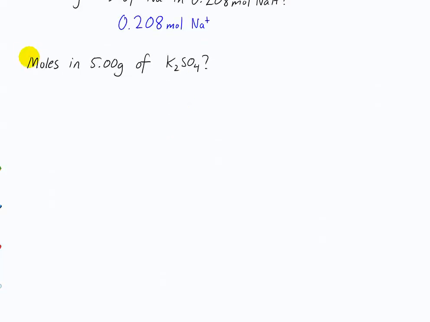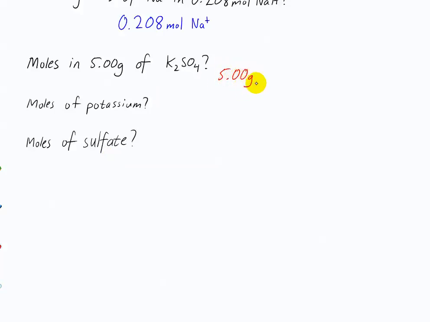And then I'm going to ask you for the moles of potassium. All right, so let's set up the calculation the same way. 5 grams. What's the molar mass or the molecular weight of potassium sulfate? 174 grams. So if you do that calculation, what do you get?